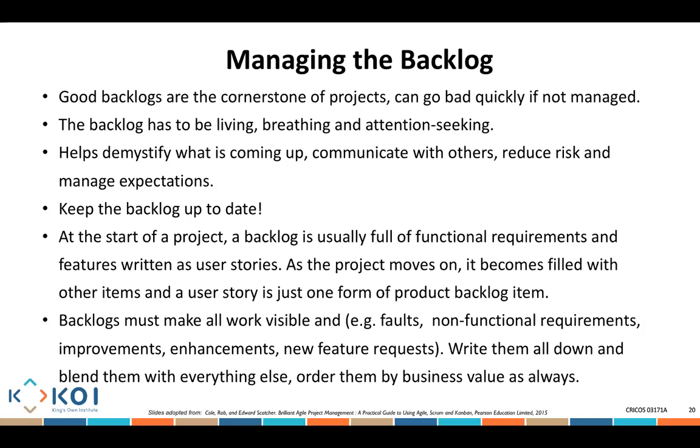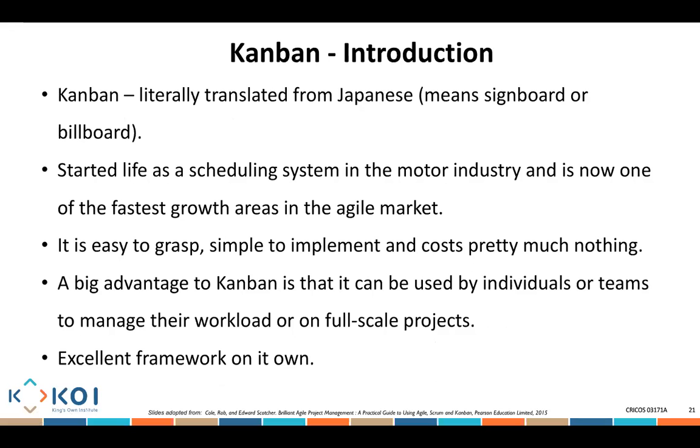At the start of the project, a backlog is usually full of functional requirements and features written as user stories. As it moves on, we start adding more and more information, more details, more user stories, and we start adding things that might not be only about the features. There could be a fault that we need to work on. That could be a non-functional requirement. That could be an improvement, an enhancement, or a new feature. All of these things we need to work on and add. So write them all down, order them by importance, and that's really how we work.